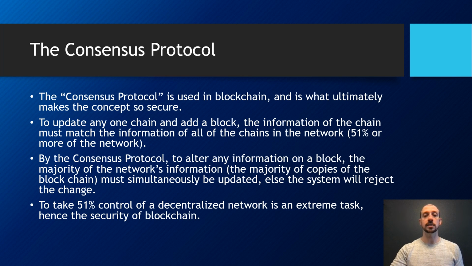To accomplish such a task, the individual would need to take control of the majority of the network's nodes, so that by altering all nodes that they control, the nodes outside of the attacker's control become the minority and, by the consensus protocol, update their information to match the other chains. In a network that is completely decentralized and completely public, and therefore growing every day, this task is nearly impossible.